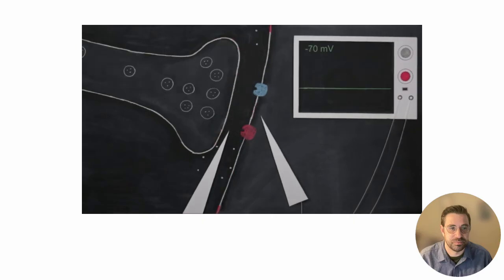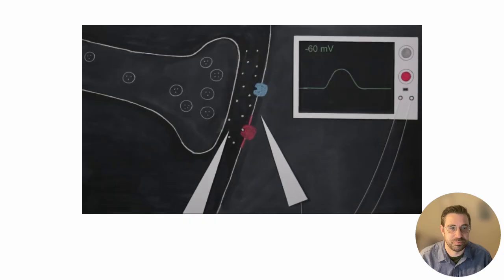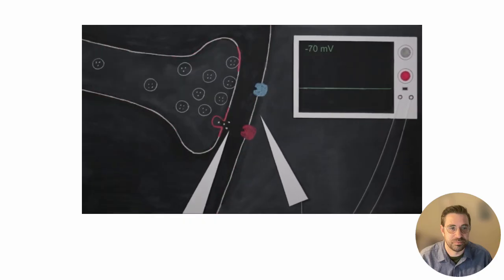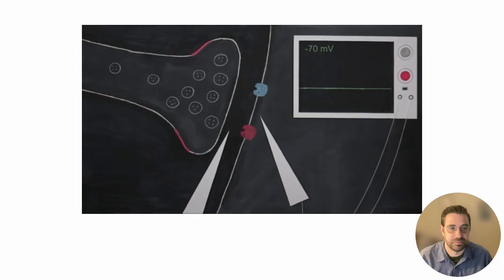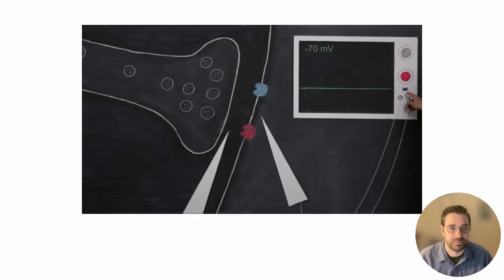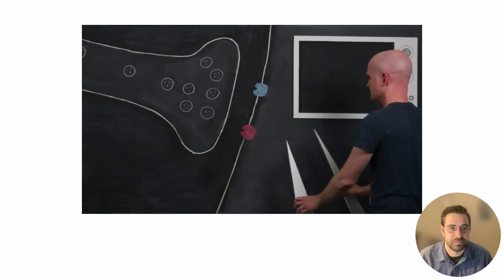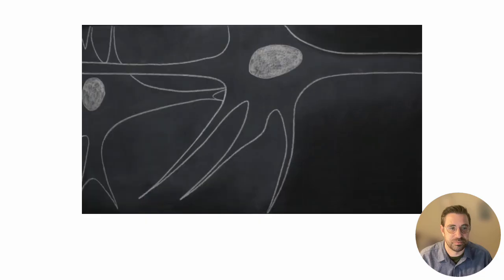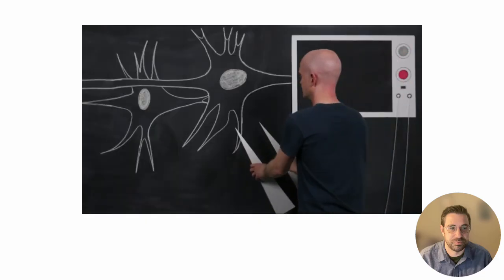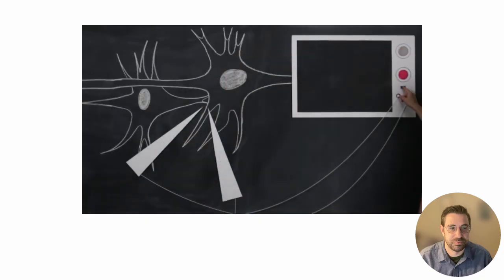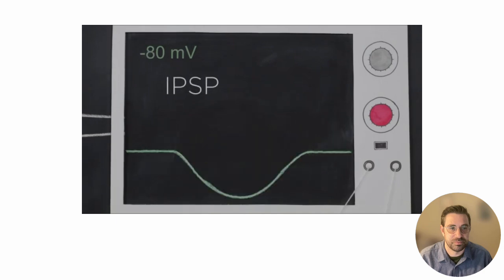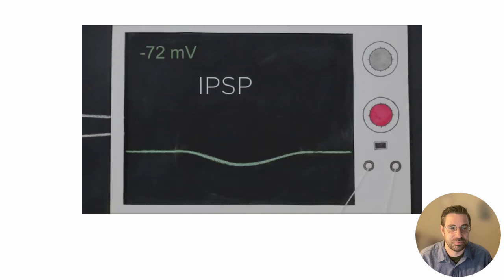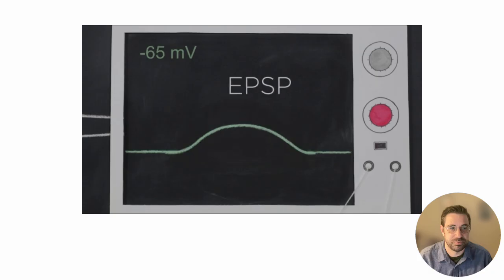EPSPs and IPSPs travel passively from their sites of origin on the postsynaptic membrane in much the same way that electrical signals travel through an electrical cable. The speed of transmission of postsynaptic potentials is so rapid that it can be considered instantaneous. It is important to note that both EPSPs and IPSPs are graded responses. That is, they can be any one of many different sizes, all depending on the strength of the stimulus that elicits them.